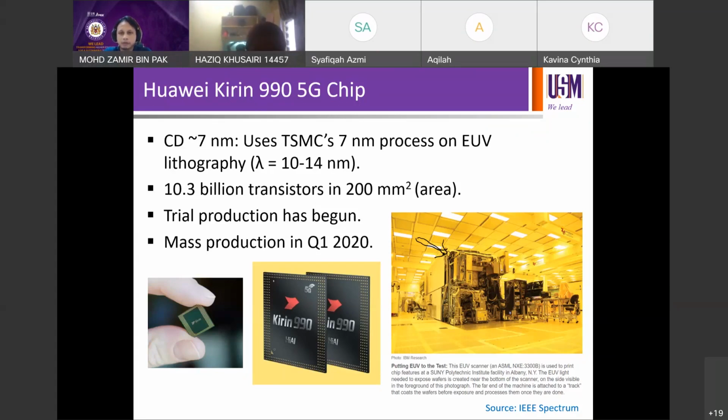Okay, maksudnya wavelength kita guna untuk print the chip, so the circuit, so it is only about 10 to 15. So to be precise, it's about 13.5 nanometer. And this is the chip in the middle, and this on the right is the EUV system.